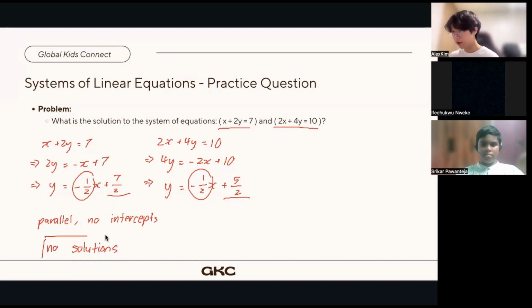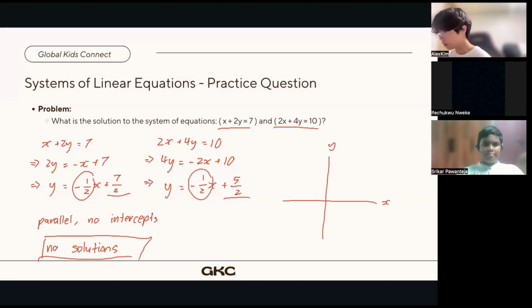You can also graph these two equations to analyze them better. So if we have x and y here, then if the intercept here is 7 over 2, we will have a slope that goes like here. And then if we have an intercept of 5 over 2, same thing. Because they are parallel and have the same slope, no matter how far you zoom out, there will be 0 intercepts and 0 solutions. Any questions for this one?